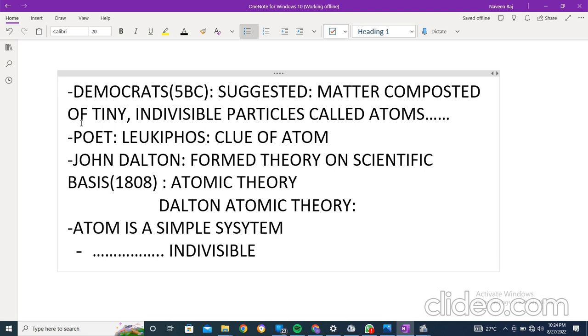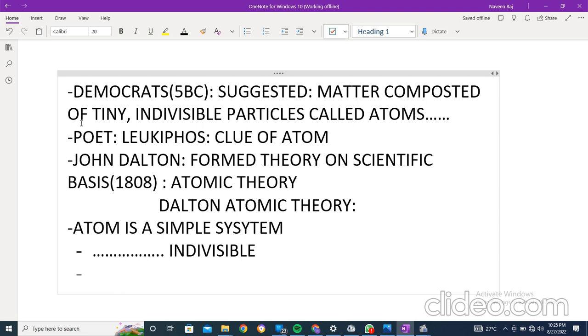Atom is not a complex structure. It is simple. It is the smallest. Nothing is smaller than it in the matter, and it is also indivisible. Even though, as I said before, atom is found divisible, that was something as a basics. During that time, it was found indivisible.